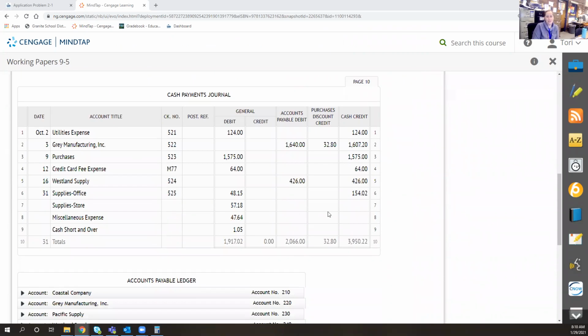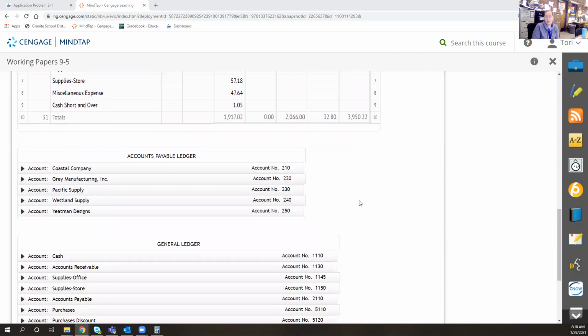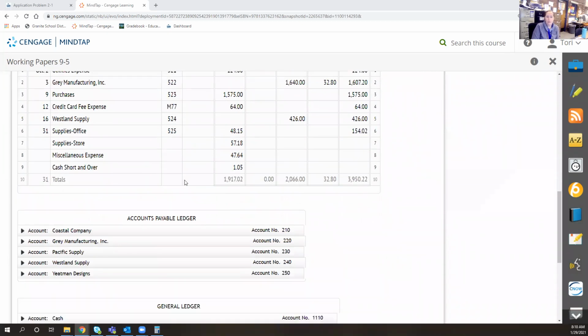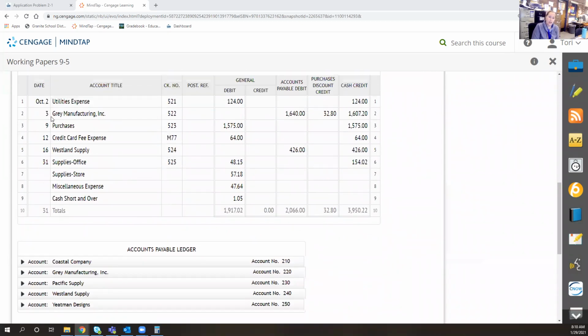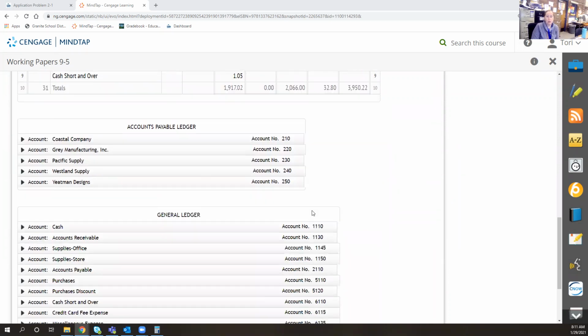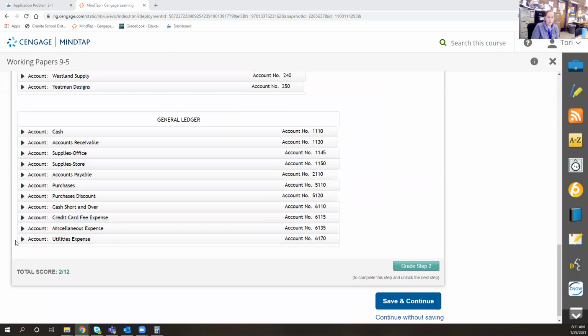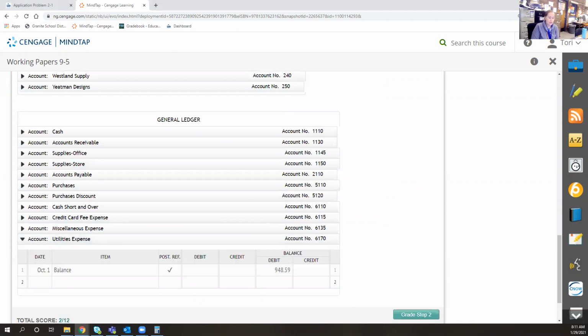So now what we're going to do is we're going to post our cash payment journal. So we're just going to go line by line, and we're going to make sure that we record them. So for the Gray Manufacturing, we're going to put this in the accounts payable. But for the other ones, we're going to just put them in the regular general ledgers. So the first one is our utilities expense. That's going to be below our general ledger. So you got to go to utilities.